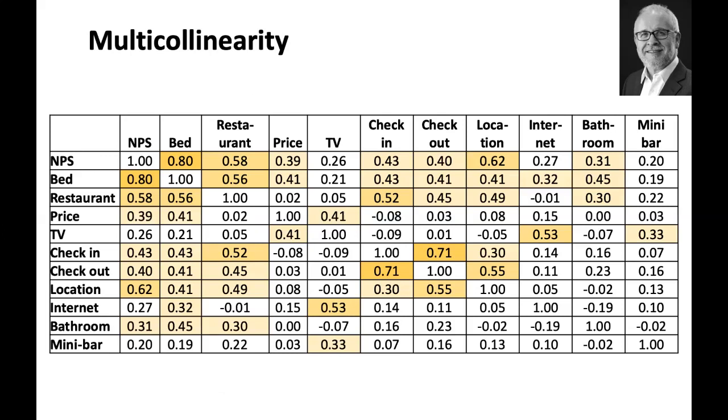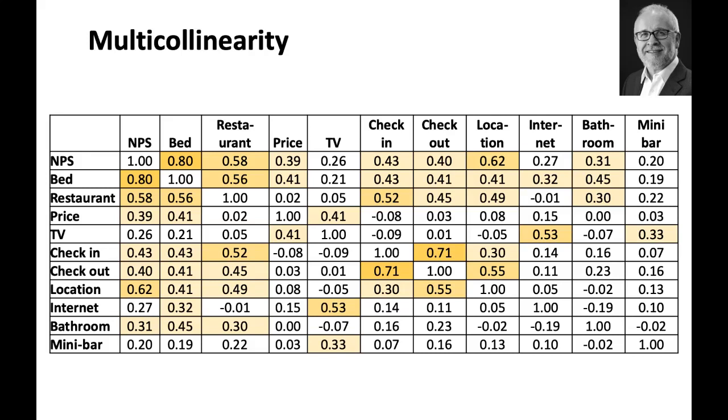Here are all of the attributes correlated with all of the attributes, and I've put a bit of color coding in. So if we start on the far right-hand side, we have the minibar. And the minibar, the satisfaction with the minibar is hardly correlated with anything else. It's quite an independent feature. If we go along to, let's say, the TV column in the middle, again, it's correlated a bit with price and the internet and the minibar, but not a lot.